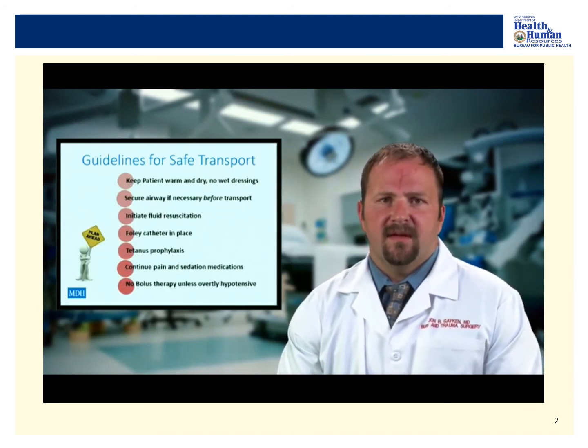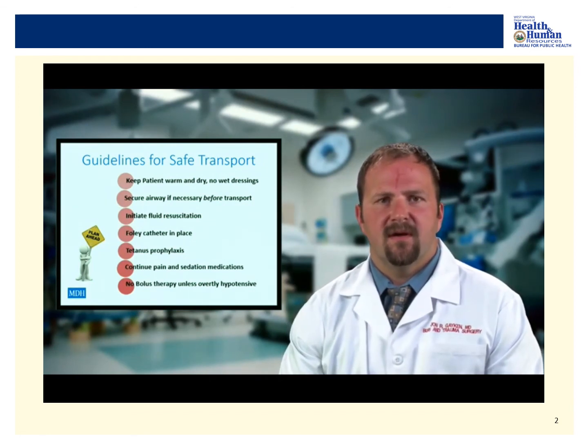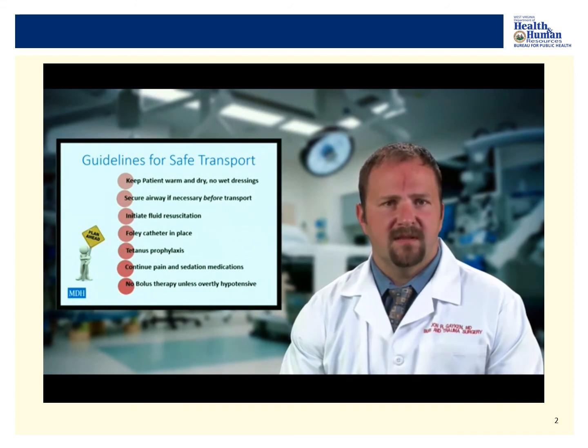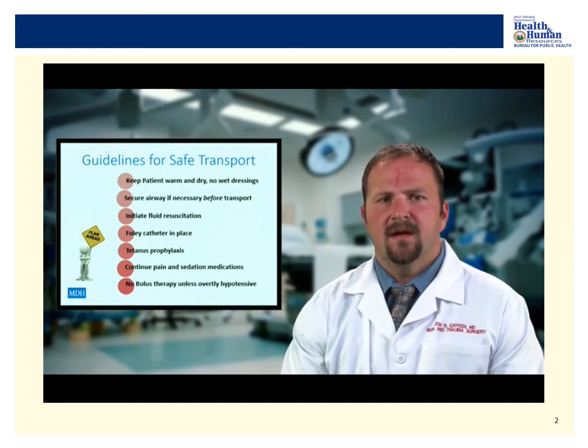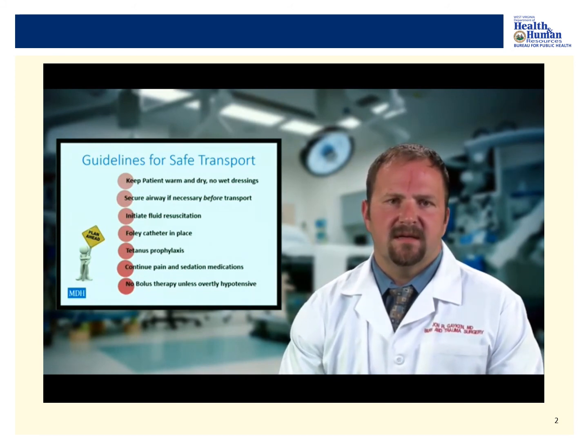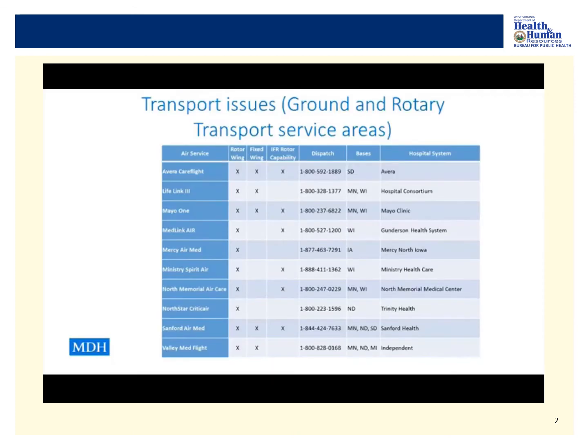Guidelines for safe transport are to keep the patient warm and dry. Do not place in wet dressings, as this contributes to hypothermia. We want you to secure the airway if necessary before transport. Initiate the fluid resuscitation. Place a Foley catheter so we can monitor resuscitation. Update the tetanus prophylaxis and continue pain and anxiety sedation. Remember, no bolus therapy unless the patient is overtly hypotensive.